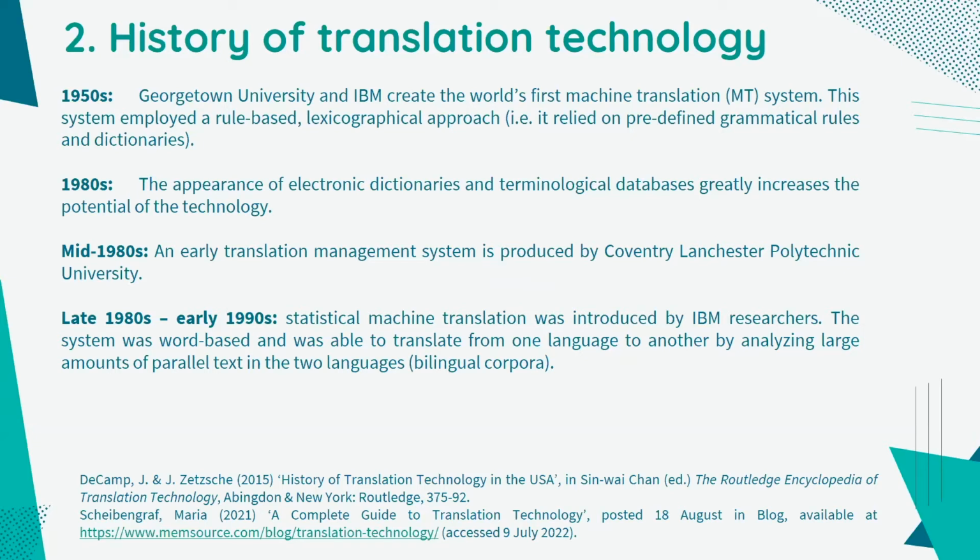Later on, in the middle of the 1980s, an early translation management system was produced by Lancaster Polytechnic University. And then between the late 1980s and the early 1990s, statistical machine translation was first introduced by IBM researchers. This system was word-based, and it was able to translate from one language to another by analyzing large amounts of parallel text in bilingual corpora, which means they were presented in two languages.